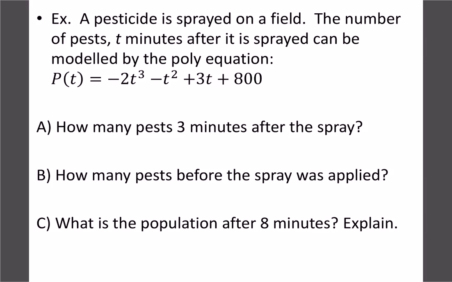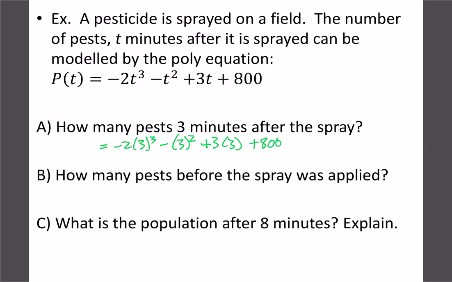So part A is saying how many pests are there going to be after the spray? 3 minutes after the spray. So we're looking for a time of 3. So it's probably easier in this case, just plug in the 3 mathematically. So go negative 2 times 3 cubed minus 3 squared plus 3 times 3 plus 800. And just do the math on that.